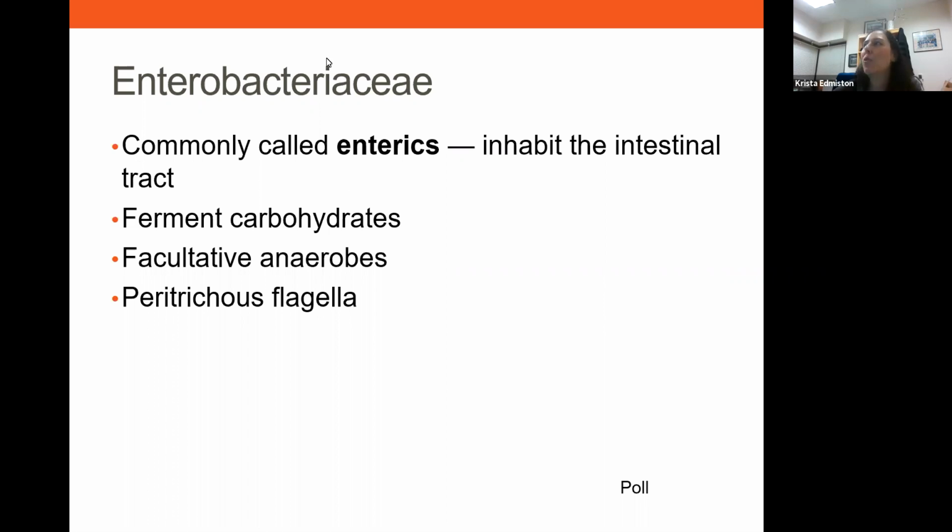And here's my next poll question. Actually, my last poll question. So if you're feeling like pressure, this is the last one. Okay, what does it mean being a facultative anaerobe? You require oxygen, you can grow with or without oxygen, or you cannot grow around oxygen.